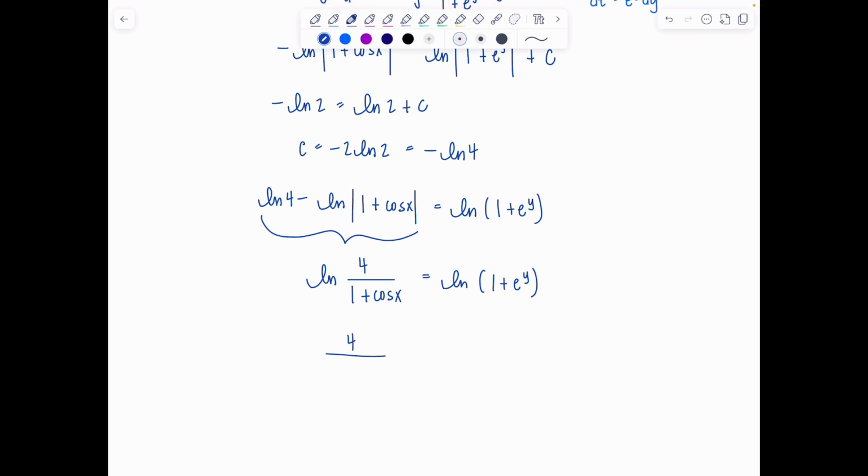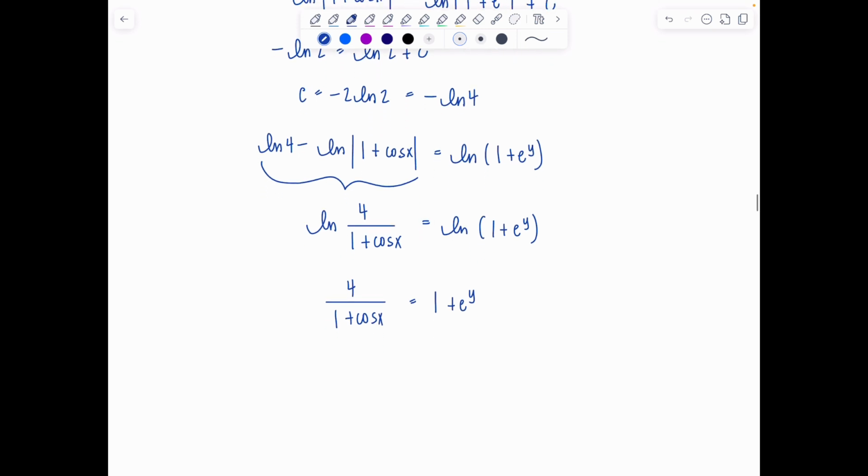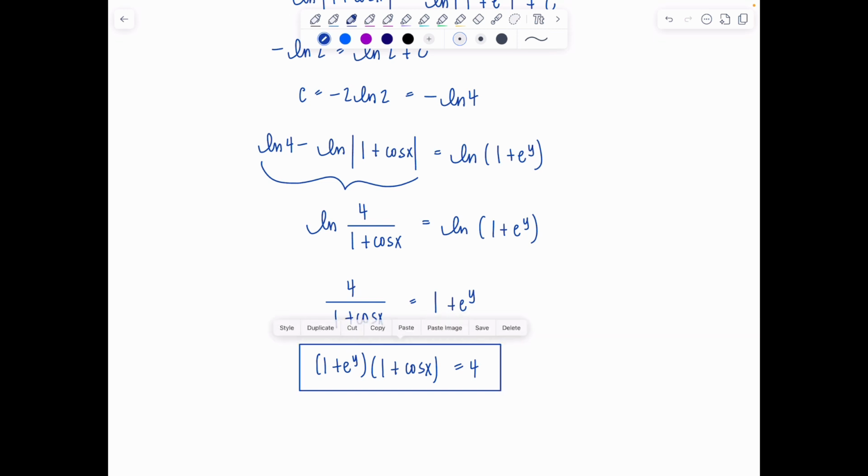So 4 over 1 plus cosine x equals 1 plus e to the y. That looks mediocre. The snazziest final answer is 1 plus e to the y times 1 plus cosine x is 4. Yep, there it is. Beautiful. Love it. Okay, shall we move on?